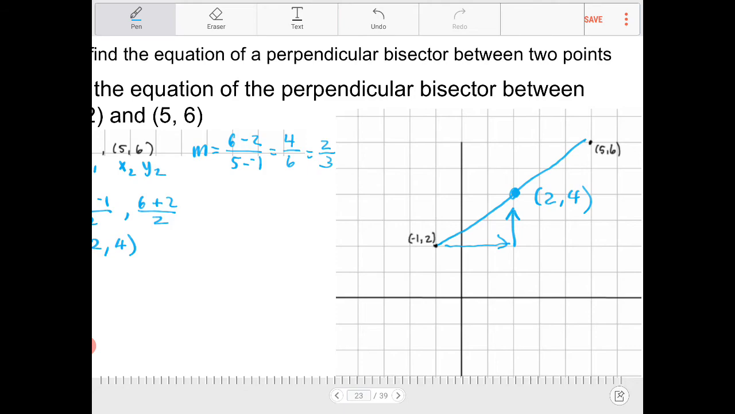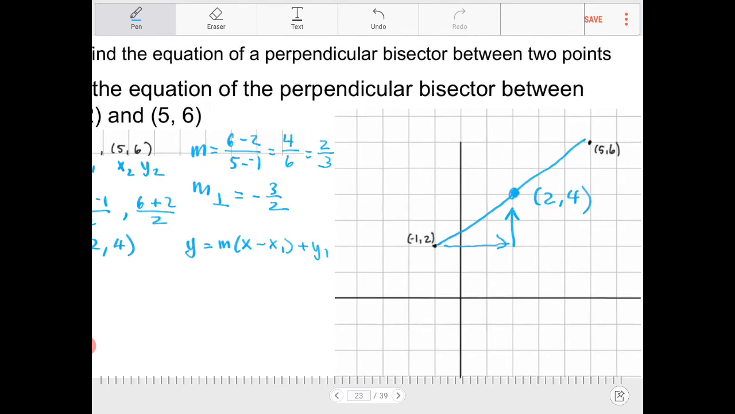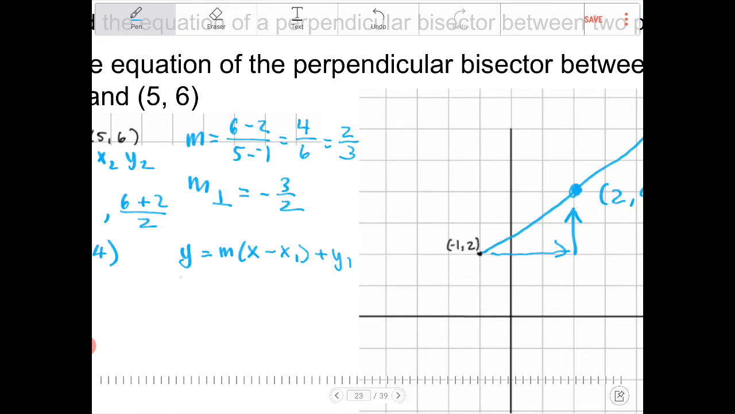That's consistent. But I don't need to know the slope of the given line. I need to know the slope of the perpendicular line, because I'm looking for the perpendicular bisector. So the slope of the perpendicular line would be -3/2. I know that the perpendicular bisector must pass through the midpoint. So I am going to rely on the point-slope formula of a line that I talked about in the beginning of the lesson, just because I find this to be so much more convenient, where you don't have to do any other work just to substitute.